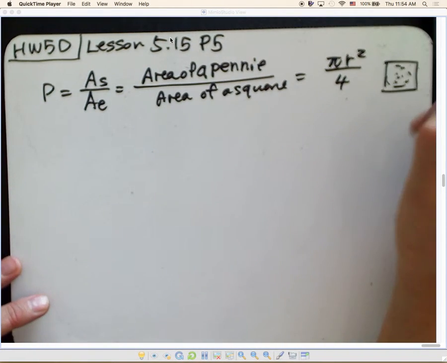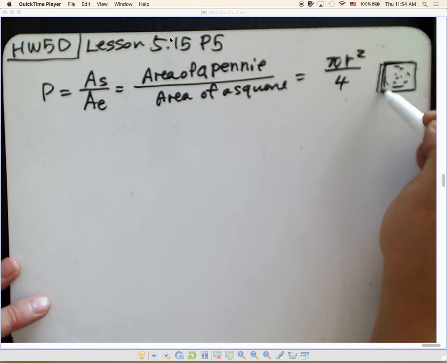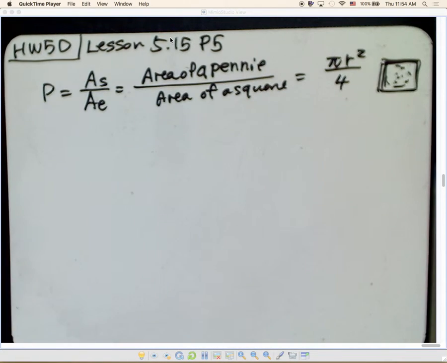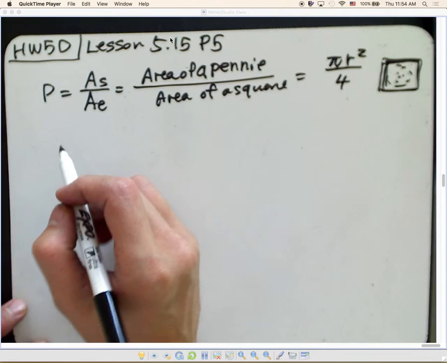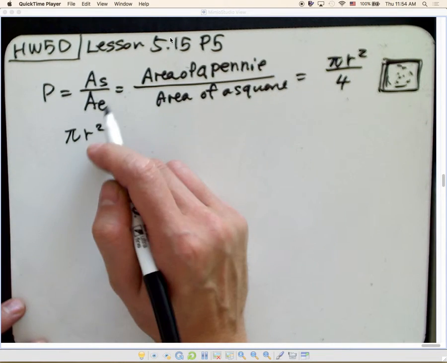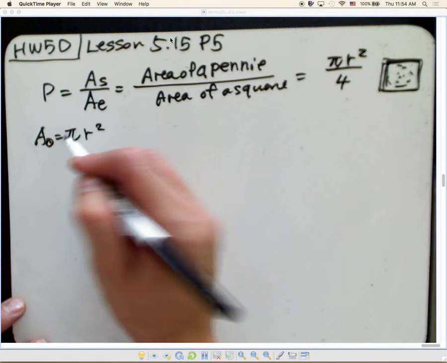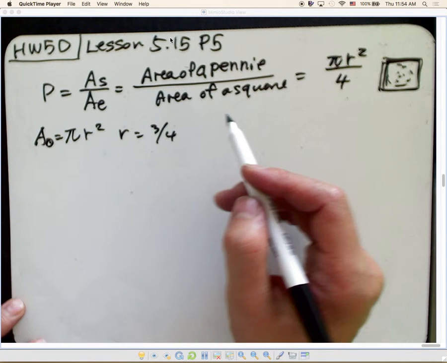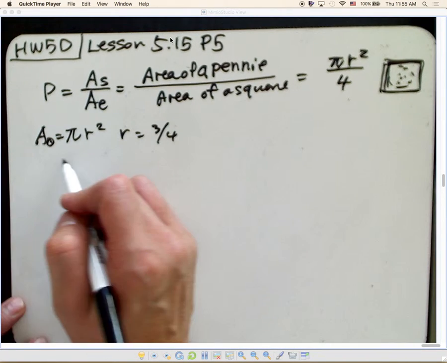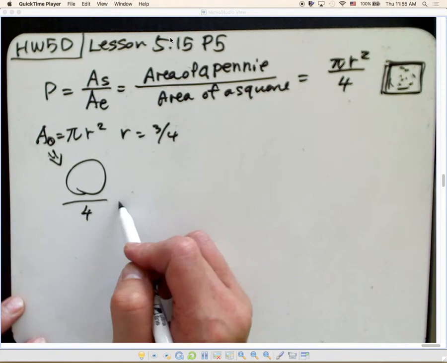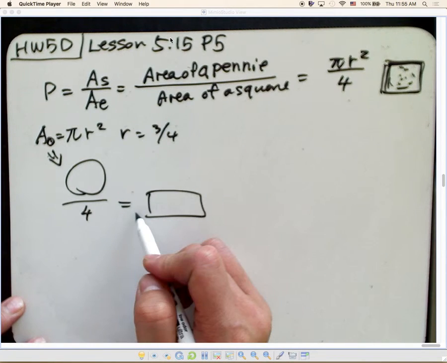So before that, let's find the probability that it goes inside. The area of the penny is pi r squared. The radius is 3/4. So you can plug that in and find it. And whatever the area of that is, divided by 4, that's going to give you some number, a decimal, point something.